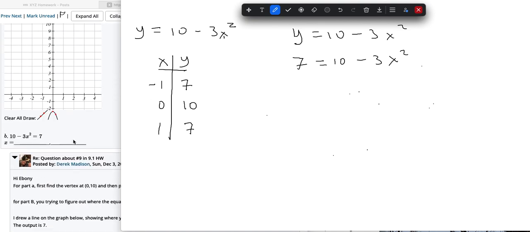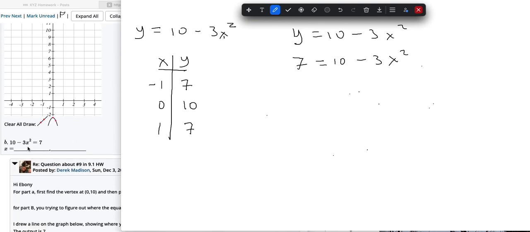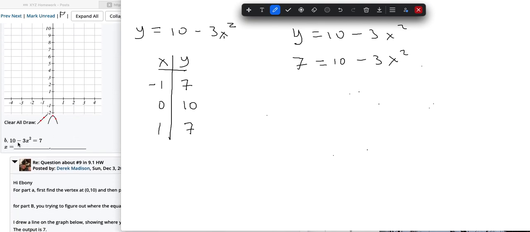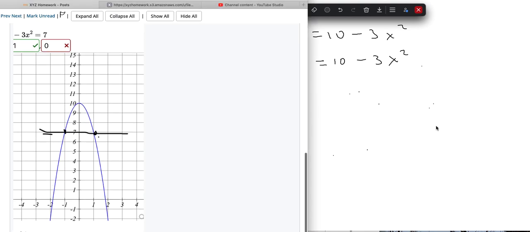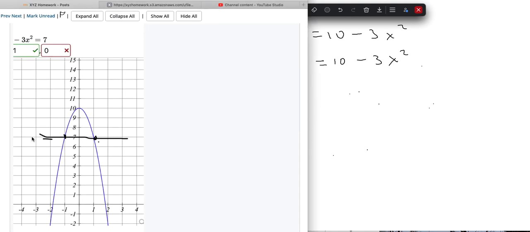Part B of this was asking us to solve, there we go. It's this 10 minus 3x squared, it's this equation right here. When does this come out to be 7? And so the 7 is the y side of the equation. So it's asking what x's do I put in so that the y's come out to be 7. So that's what I drew right here. I just drew this line across here to show where the y's are. That's where y is 7.